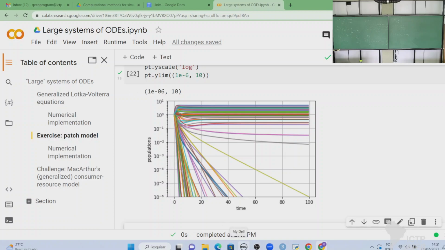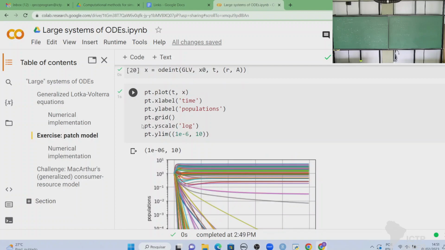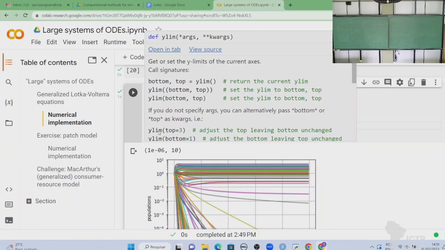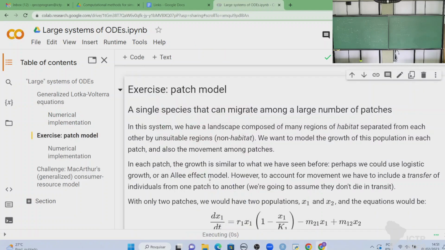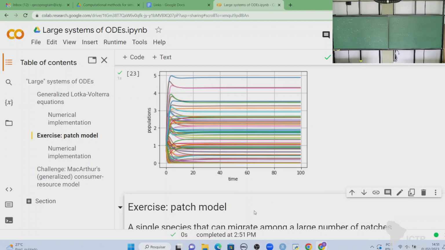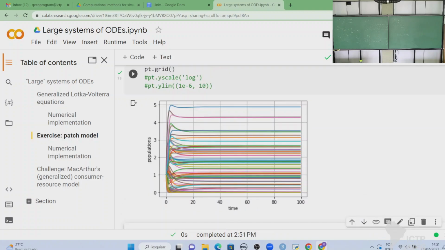Yes. In this case, it's log number, but before, on the other one, was it the literal value of the populations before the log scale? What do you mean? This here. The numbers on the y-axis, are those literal numbers, like populations of 5 individuals, or is it something else?